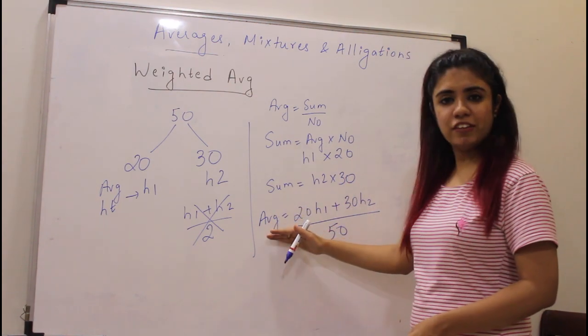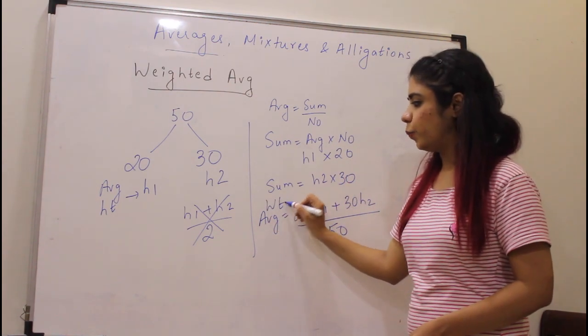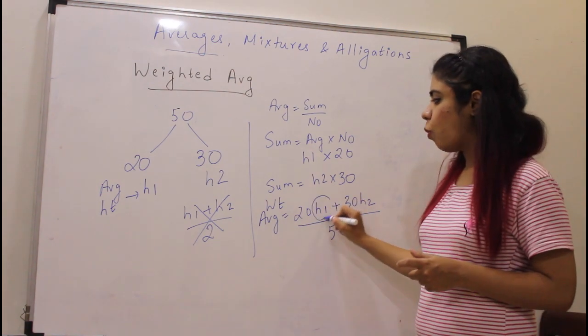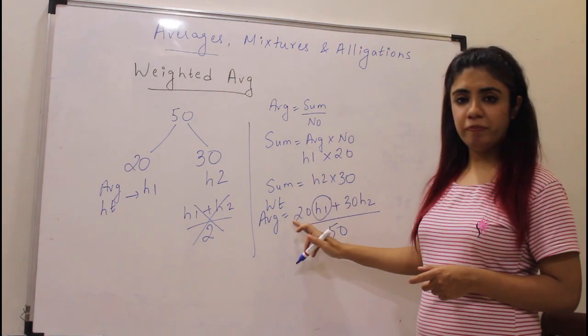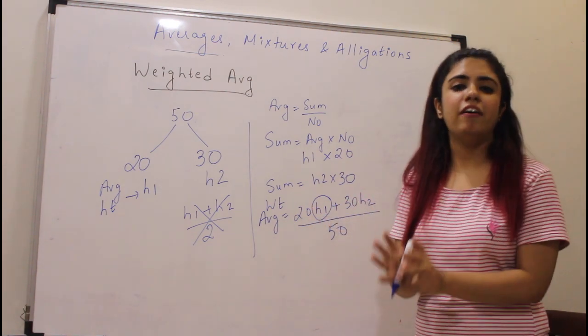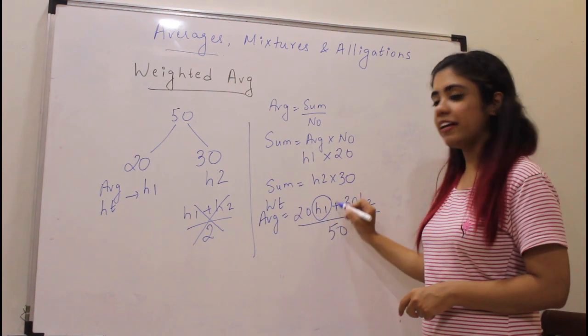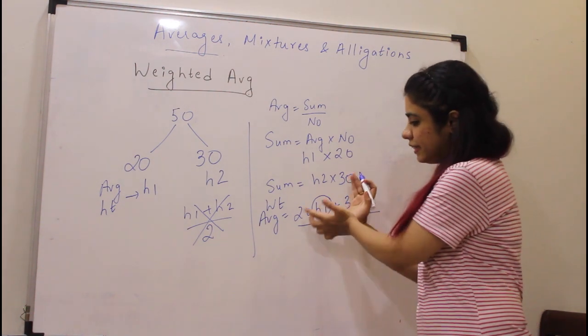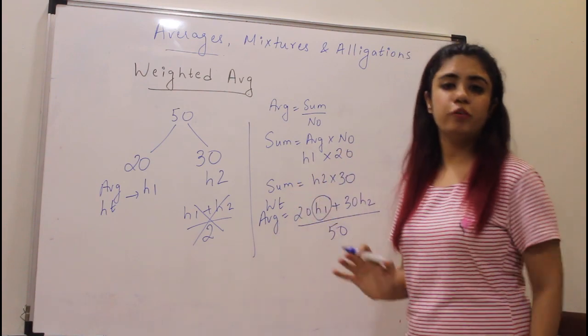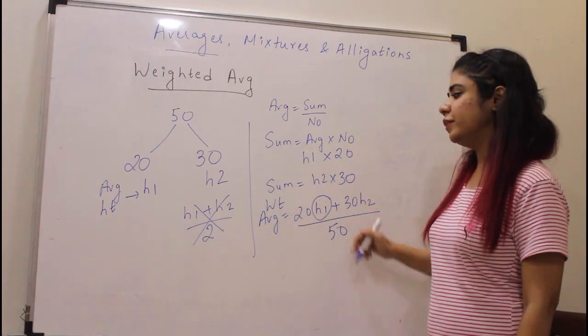So this average is called the weighted average. Okay? So when you assign a particular quantity to your number of people, जैसे यहाँ पे we have assigned the height, that becomes a weighted average. So basically this is the weight which we are assigning to the number of students. So this is called the weighted average.